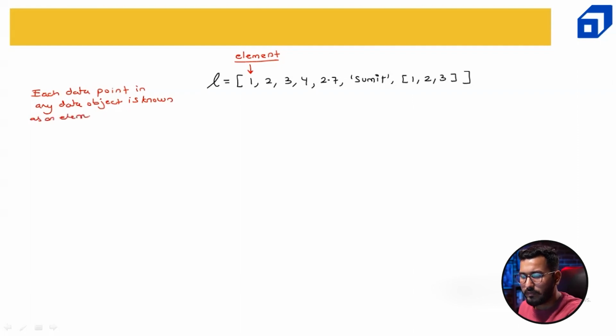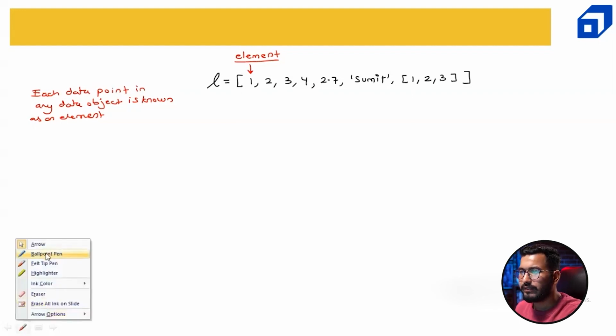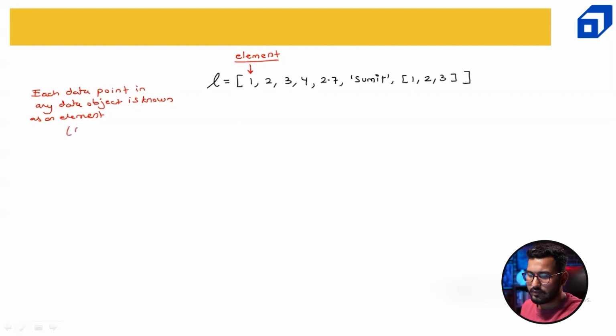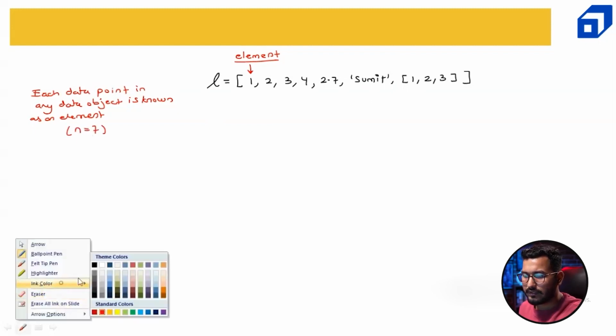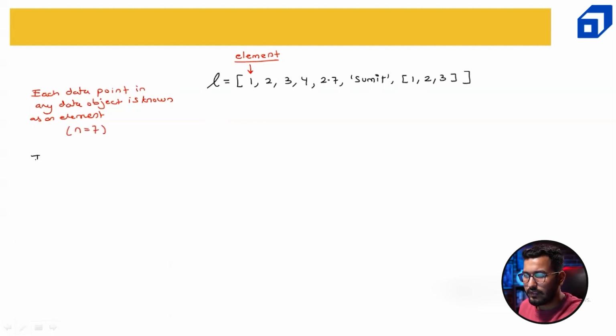So here, how many elements do we have? If you quickly count, it is 1, 2, 3, 4, 5, 6, 7, because this is one element. So a total of 7 elements are there in this list. Now there is a concept known as index. Index is basically a virtual number given to each element of a particular data object.